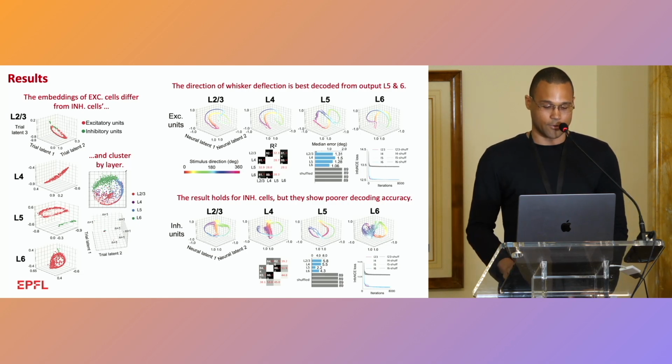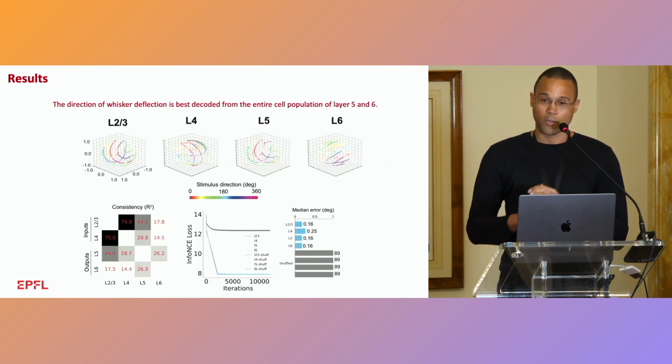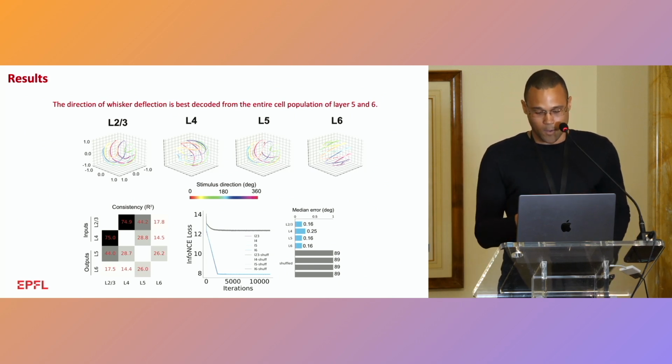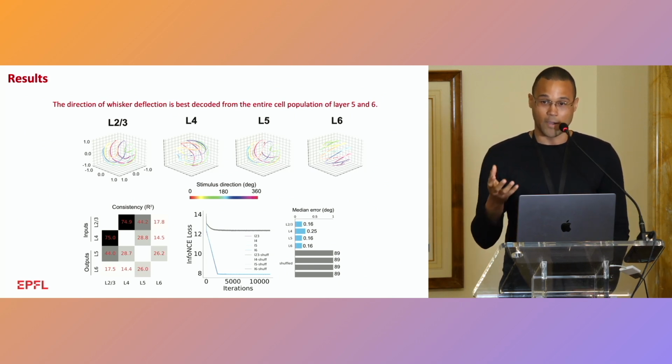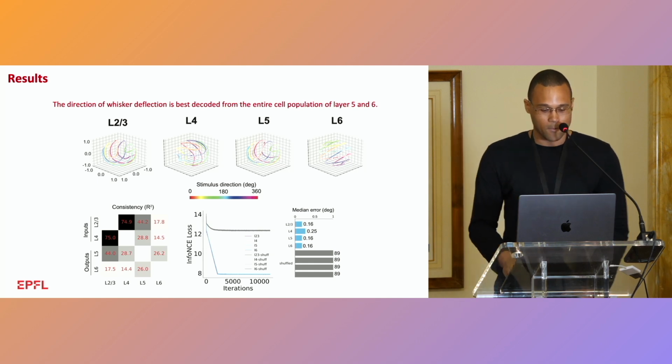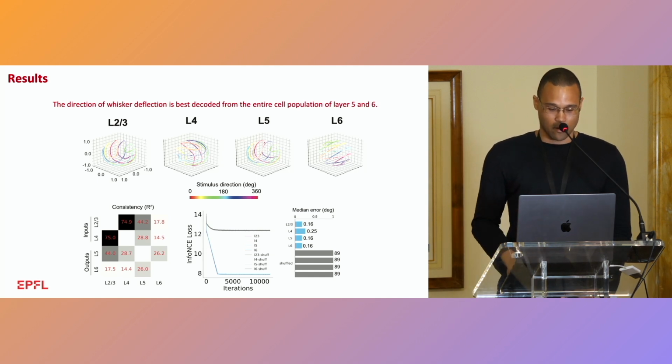And this result also holds for inhibitory cells, but they show poor decoding accuracy on the bottom panel compared to the excitatory cells. Overall, if we pool all the cells together, we get even better decoding using this cross-validated KNN machine learning algorithm. The decoding error goes down to 0.16 degrees.